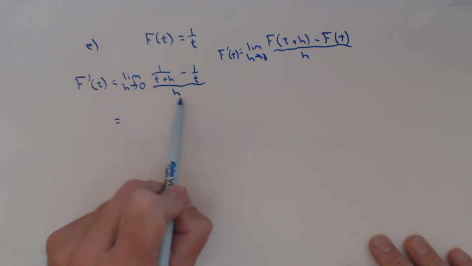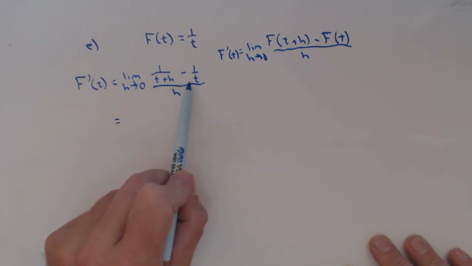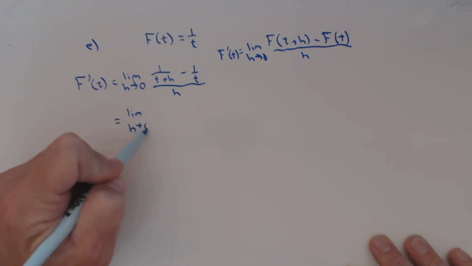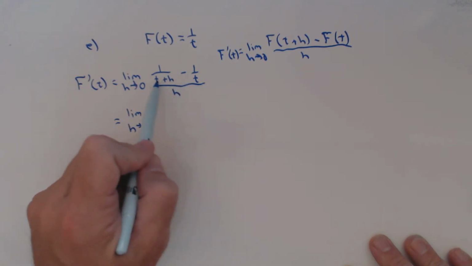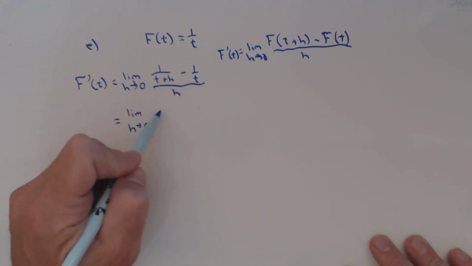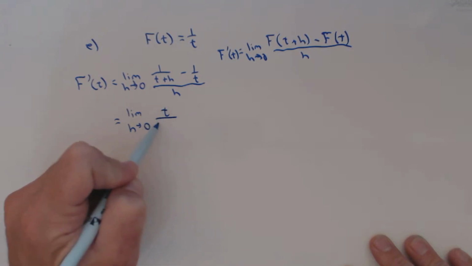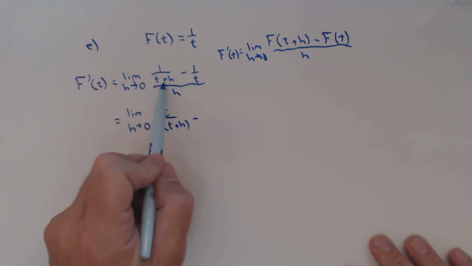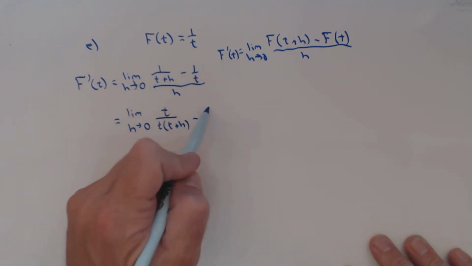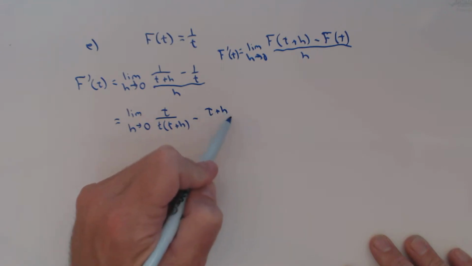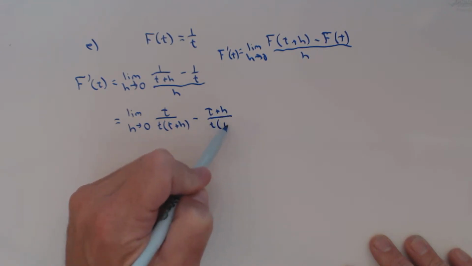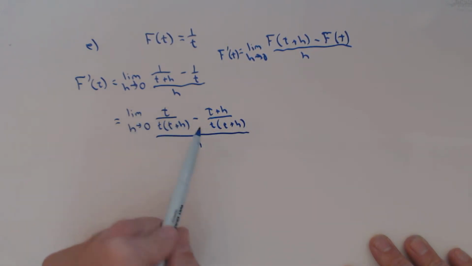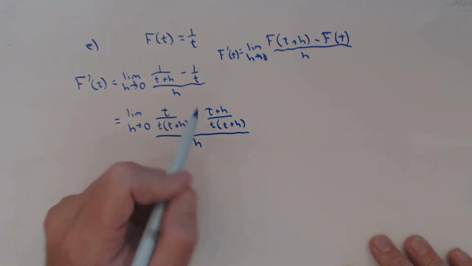Well, when we have a rational expression like this, first thing we're going to want to do is find a common denominator. So limit as h goes to 0, and the common denominator is going to be t plus h times t. So this first term is going to become t over t times t plus h. The second term, we have to multiply by t plus h. It's going to become t plus h over t times t plus h. Still all over h. That gave us our common denominator.